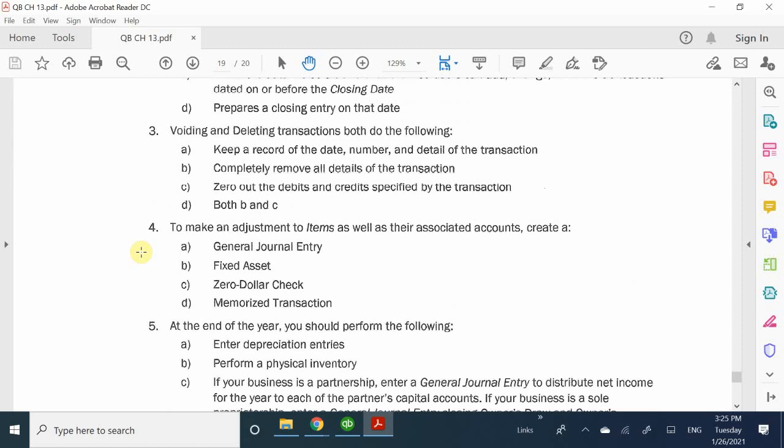General journal can only do accounts. $0 checks can do both accounts and items. So make sure you know that, because you can use a $0 check to make a general journal entry for adjusting accounts as well, but we just don't normally use it for that. You have a general journal to do that. So the correct answer is C.